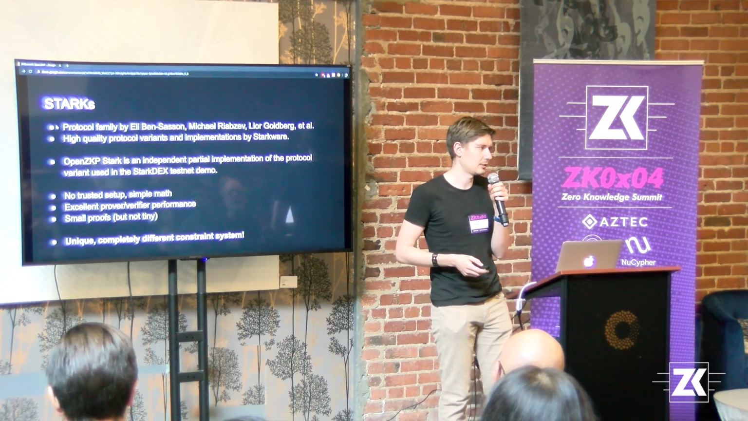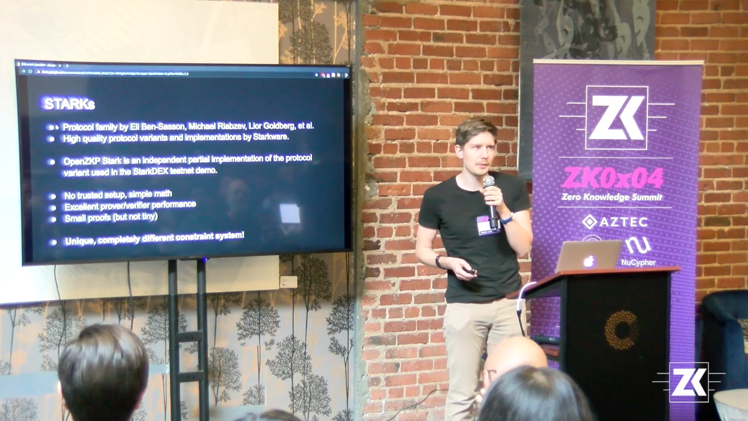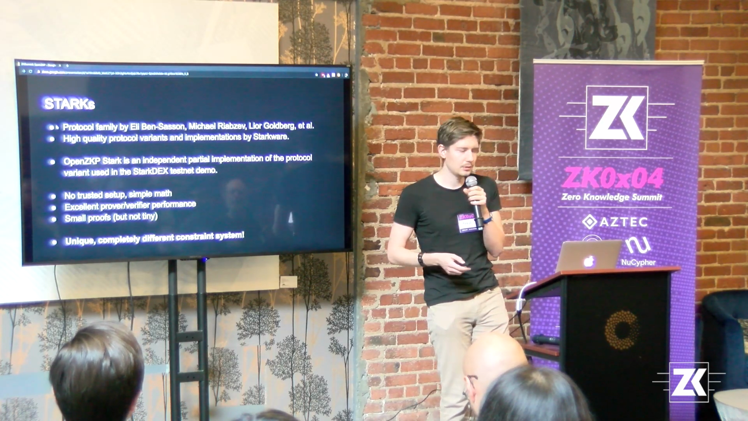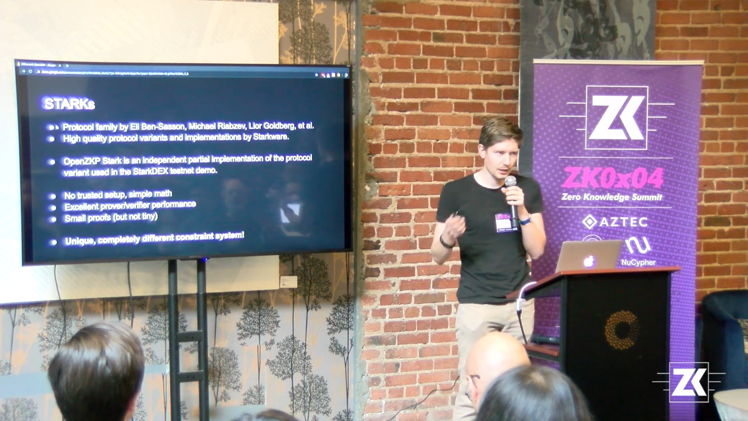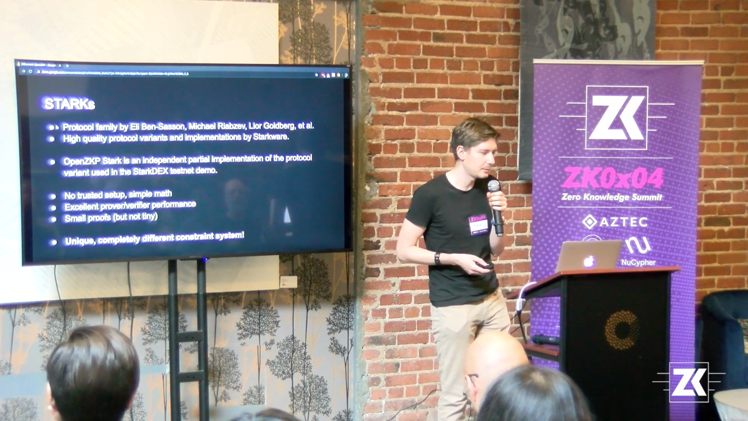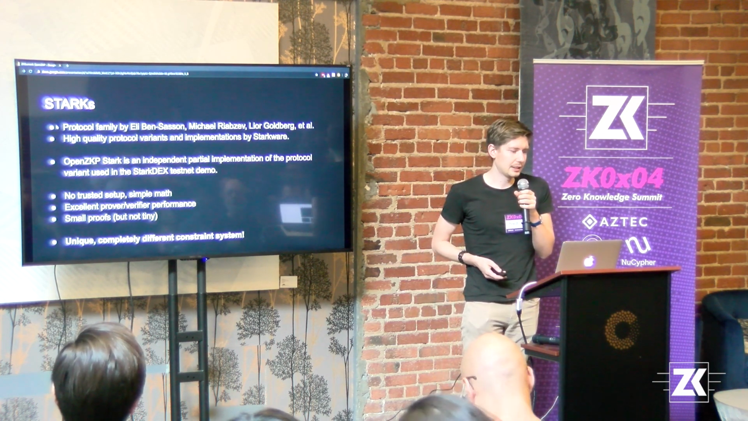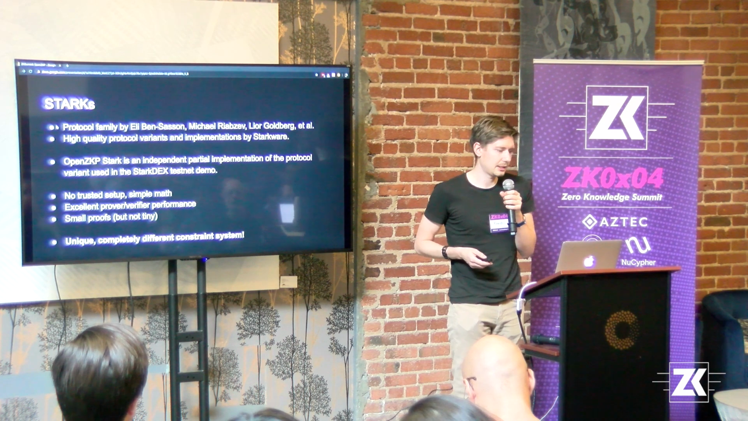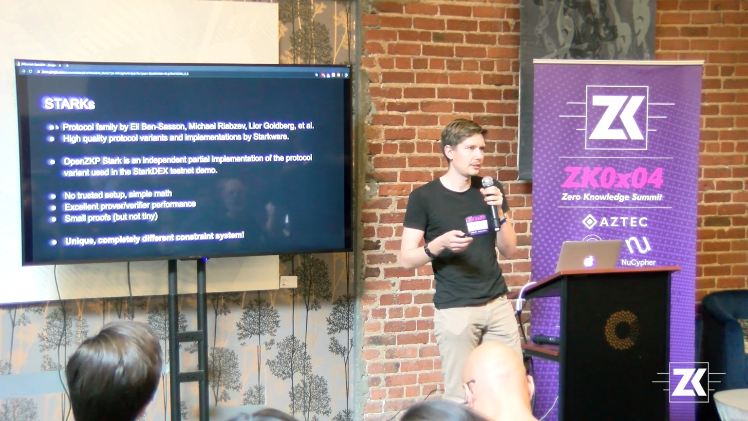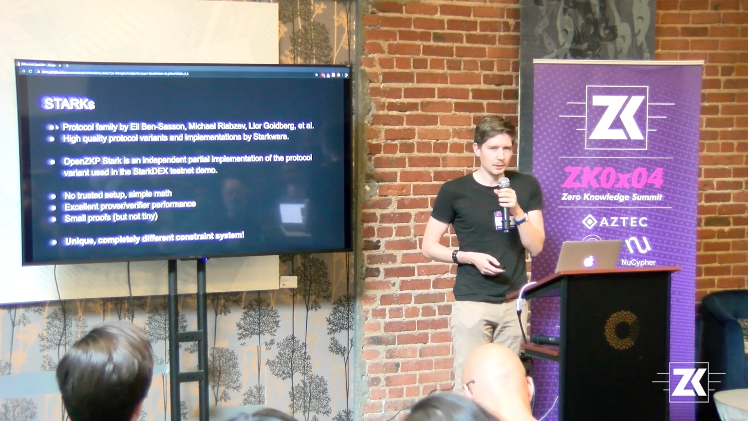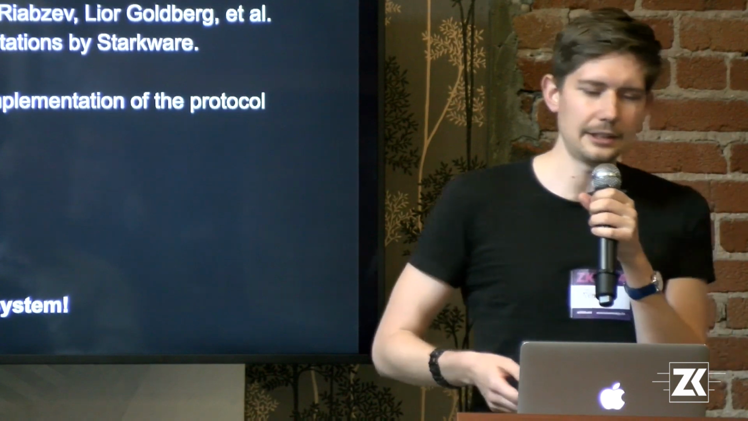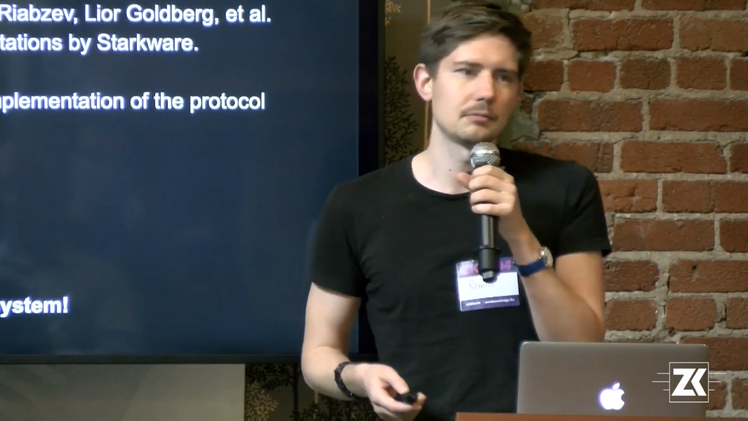Well, first of all, they have a transparent, so a non-trusted setup. They have, I would argue, relatively simple math compared to some of the other zero-knowledge proof systems, although for most in the audience here, all of it should be fairly familiar by now. They have excellent prover and verifier performance, and they have relatively small proofs, not tiny, but small enough by modern internet data standards. But the coolest thing about them, and the main subject of my talk, is that they have a unique, completely different constraint system, and I say that with some irony.